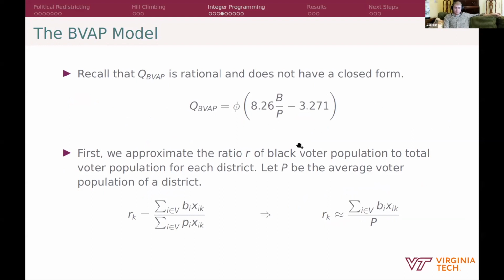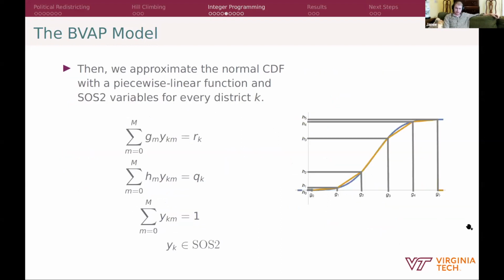Recall the BVAP, the black representation formula. Notice it has a rational component here, but the populations of each district are constrained to be roughly equivalent, so we can make this approximation to make it linear. Then we also use a piecewise linear function with some SOS2 constraints to approximate the CDF itself.